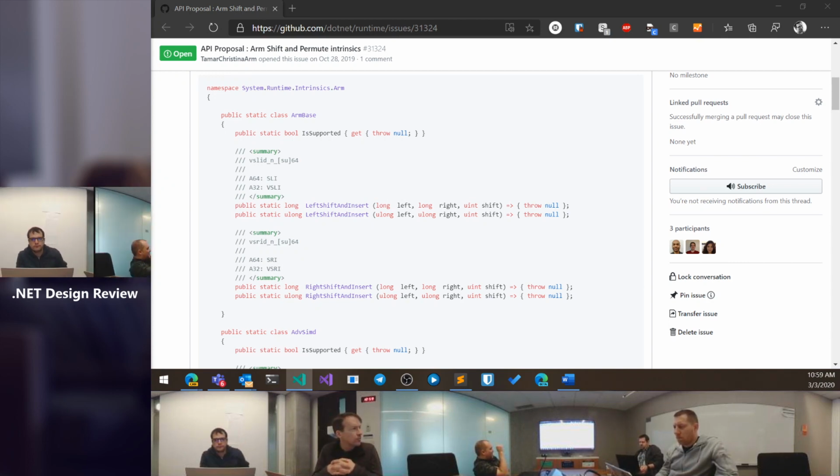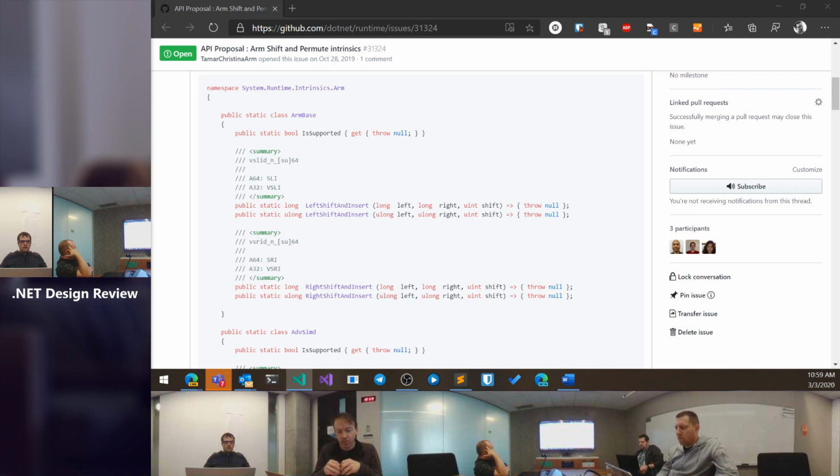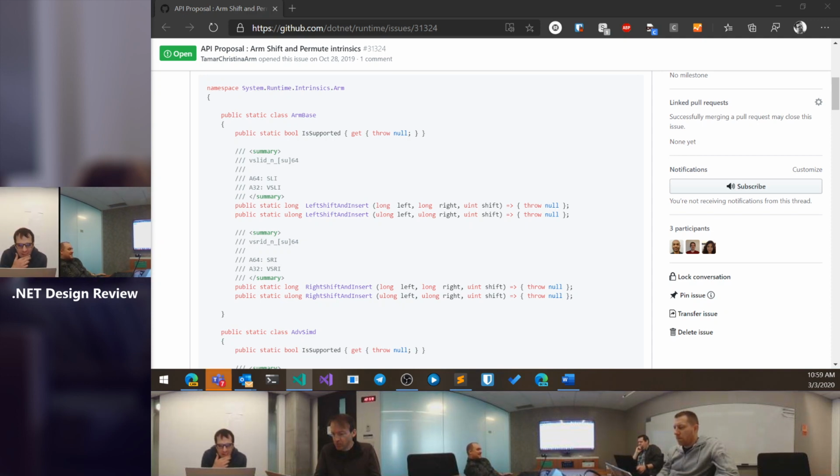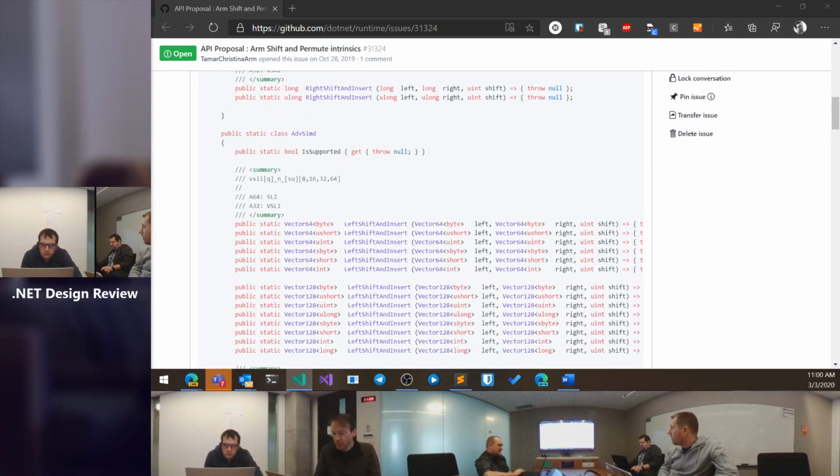The ones we already talked about are now shift left logical and insert scalar. But then the method group we were looking at doesn't get the word scalar? Or does it? So the one in ARM base should get the word scalar, and the others shouldn't. Okay. So I guess put scalar on the ones that need the word scalar, and let's move on. In advanced SIMD, we only renamed them to the naming convention except for the scalar part.